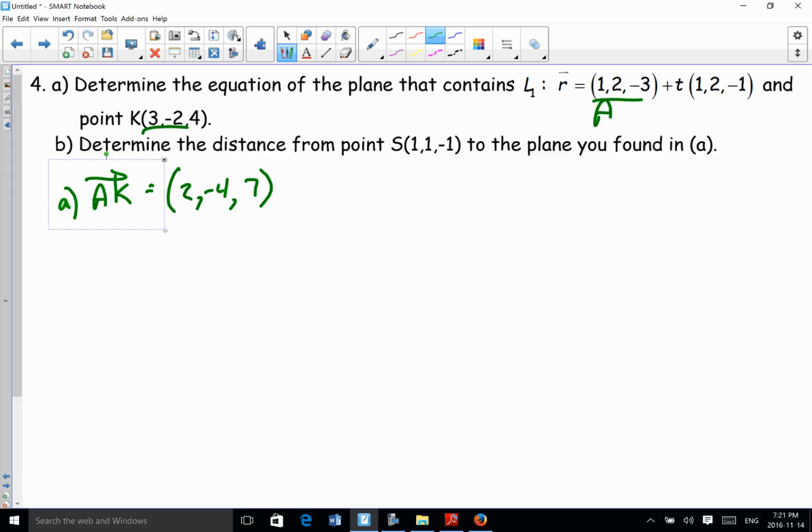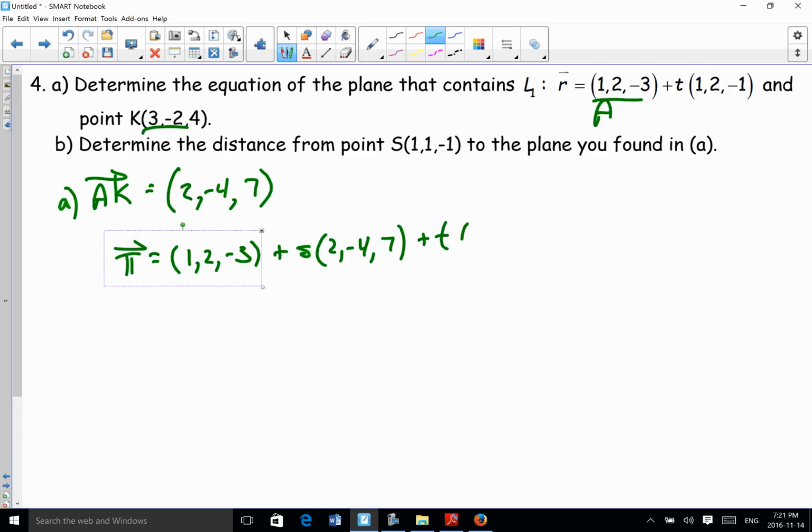So if I want to find the equation of this plane, you can pick a point, either A or K, your choice. I'm going to use A. And one direction for sure, the one we just found out, 2, negative 4, and 7. And the other direction, we're given the line, 1, 2, negative 1.